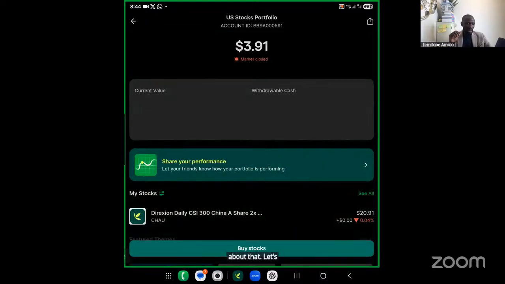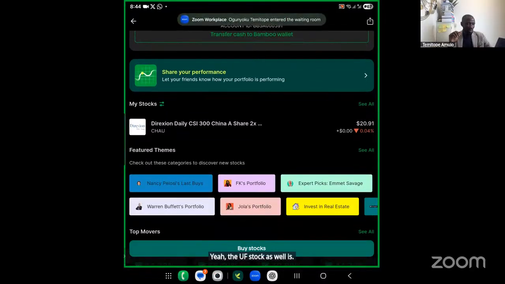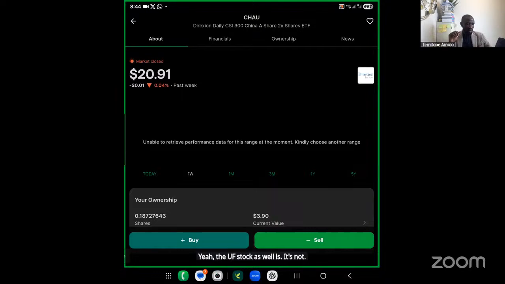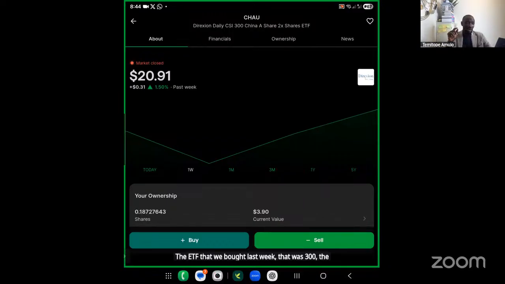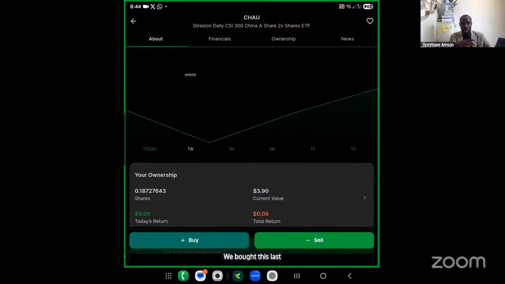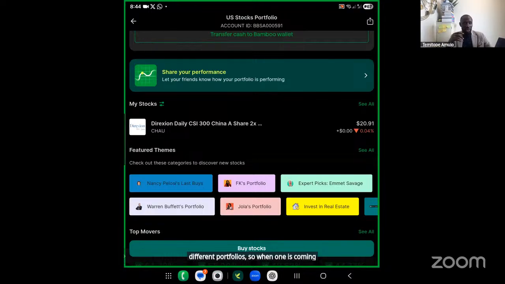Let's see the US stocks as well. Yeah, let's see one week. The US stock is actually even doing well. We bought this last week. The ETF that we bought last week was the top 300 China companies. We bought this last week and it's doing well. So this is another advantage of diversifying your portfolio into different countries, different sectors, different portfolios. So when one is coming down, the other will start going up.